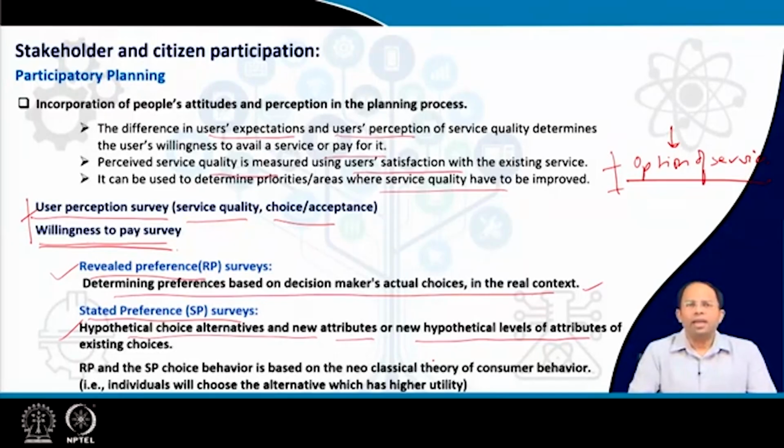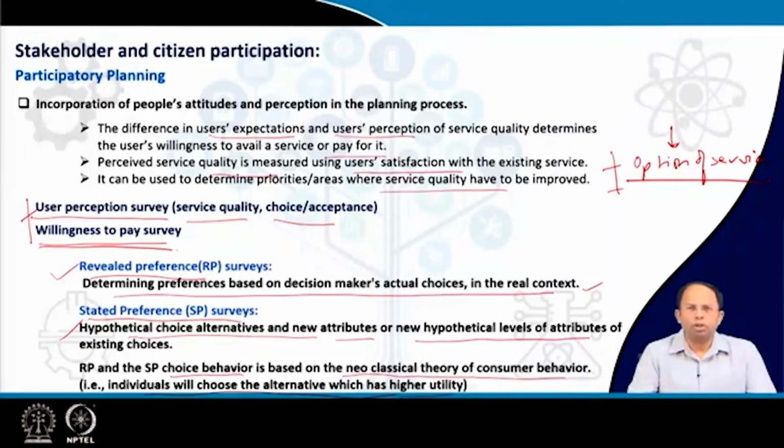So, both RP and SP choice behavior, that is a person's choice to give a certain rating or to choose a certain option, is based on the neoclassical theory of consumer behavior. What it says is, individuals will choose the alternative which has the highest utility for them. That means a person will give a choice for a particular item if it is giving him the highest utility. So the utility is based on many characteristics.